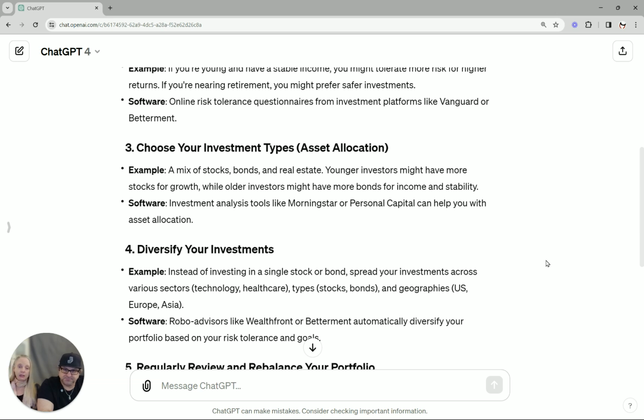That can really deep dive and just really hit it home for you, and maybe give you some good points that you can start using now. Okay, software for choosing investment types. Morningstar, Personal Capital can help you with asset allocations. I'm not quite familiar with these. Me neither. But in regards to this, again, I would talk to somebody.